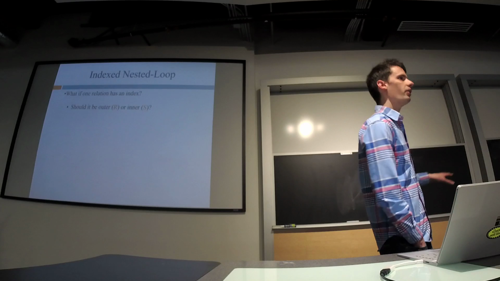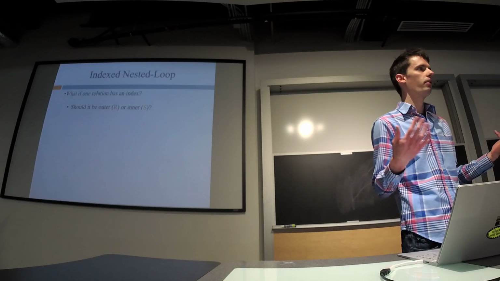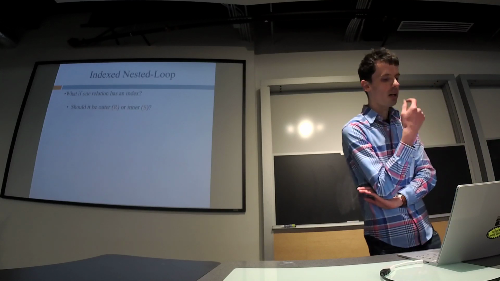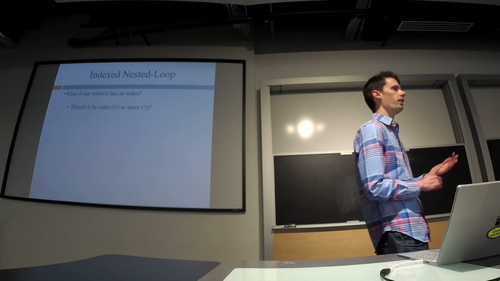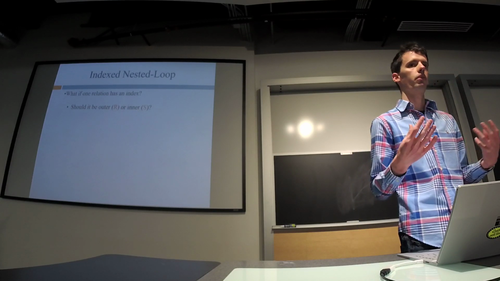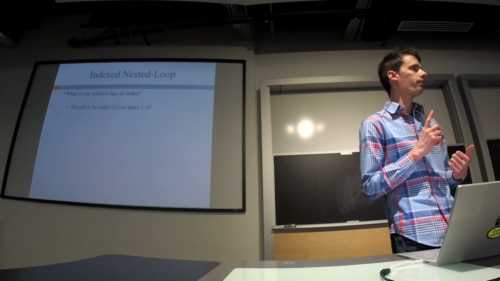Okay, so this has all been ignoring indexes. Full cross products for everything in R, for everything in S. What if one of them does have an index on whatever column you're joining on? So only one of them has an index, not both.